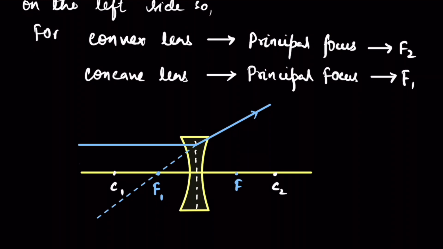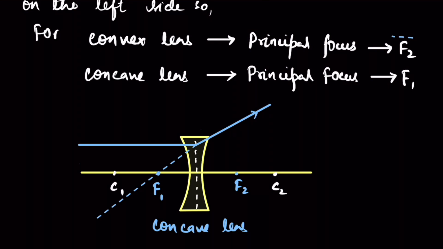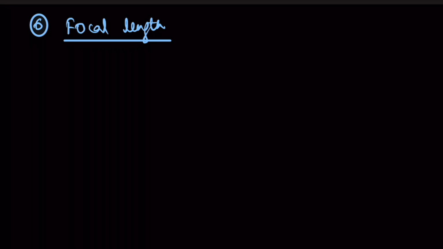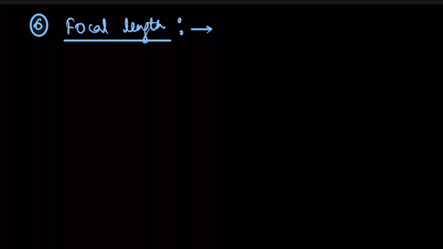So for concave lens, our principal focus is f1, and for convex lens, our principal focus is f2. This we have to remember because in sign convention, we will use this relation. Next term, focal length. Focal length is the distance between the principal focus and the optical center.